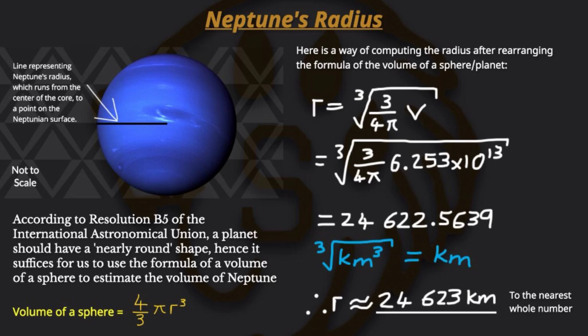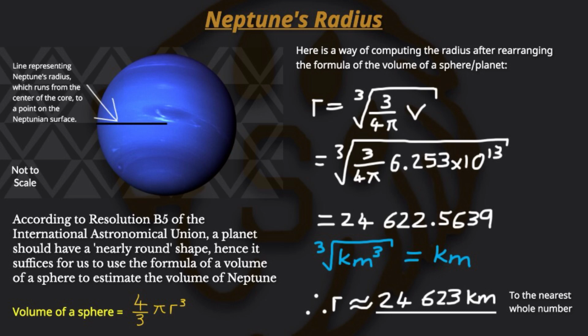And then we are going to base this according to resolution B5 of the International Astronomical Union, that talks about what is expected of a planet in order for it to fit the criteria of being a planet, because the term planet was redefined, and the components of that definition were stated in resolution B5, which is a document that was released. You may need to search for it on the internet, or I can provide the link in the description.